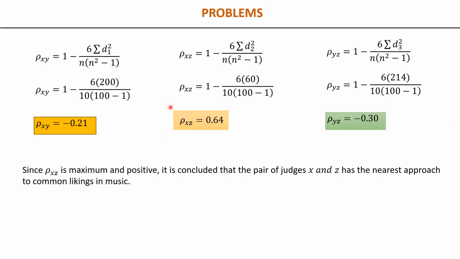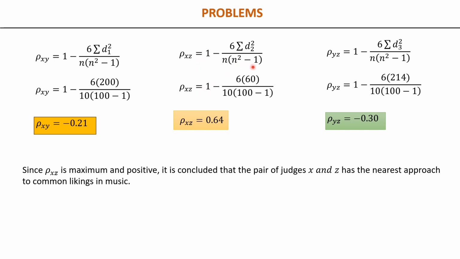You see, now we have started with substituting row xy, meaning the correlation between judges x and y. I'm using d1 square because d1 represents x minus y. The value is 200 there, so I substitute it. I get a negative correlation, and the numerical value is 0.21. So that's the correlation value between the judges x and y.